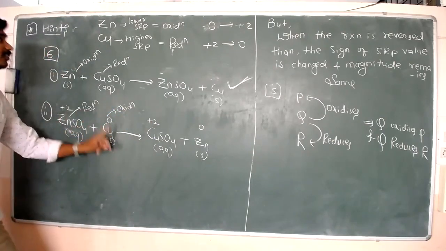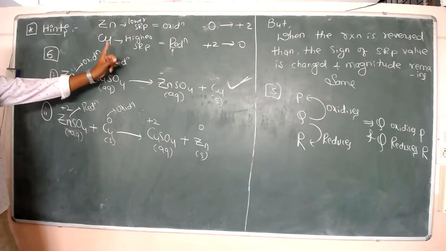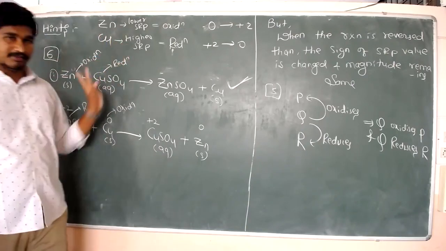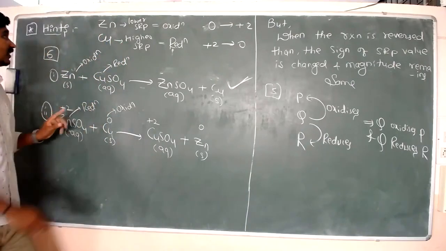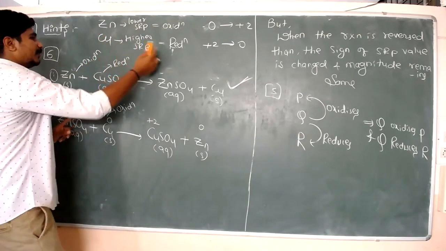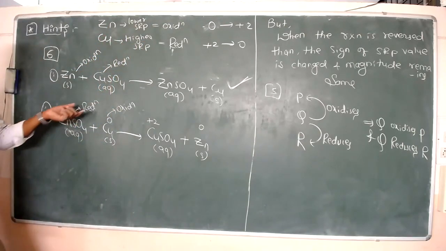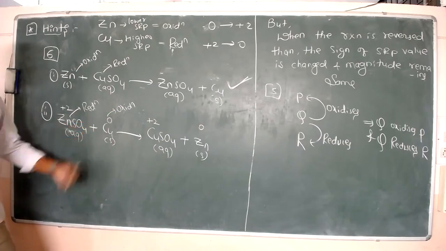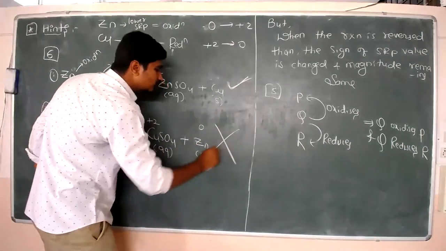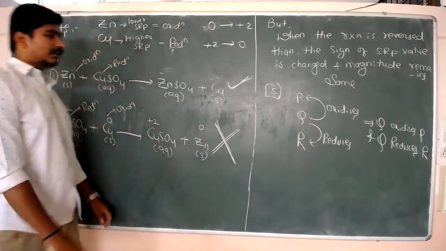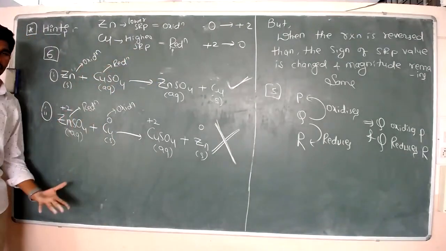But this is opposite to the SRP values, correct? Opposite to the rules of the SRP values, right? According to SRP values, zinc undergoes oxidation, copper undergoes reduction. Whereas here zinc is undergoing reduction, copper is undergoing oxidation. Therefore, this reaction is not possible. It is wrong. First reaction is correct. Second reaction is wrong.